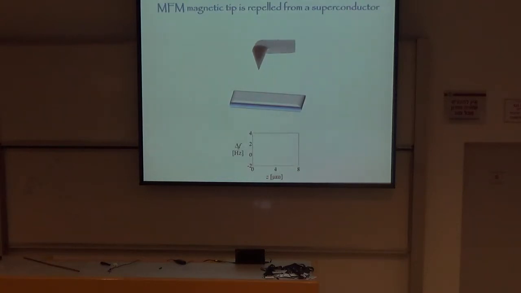So here's an example. Here's a tip. This is an actual tip. This is a cartoon of a sample. And I'll show you what happens when you're below TC and you bring the tip to the sample and measure the frequency shift, which is the gradient of the force. And what you see is that there's a sharp upturn. This, if you think about it and work through the science, is Meissner repulsion of the tip by the sample. Okay, so if you have an attractive force, it would curve the other way. So that's a sign for us that we're over a superconductor.